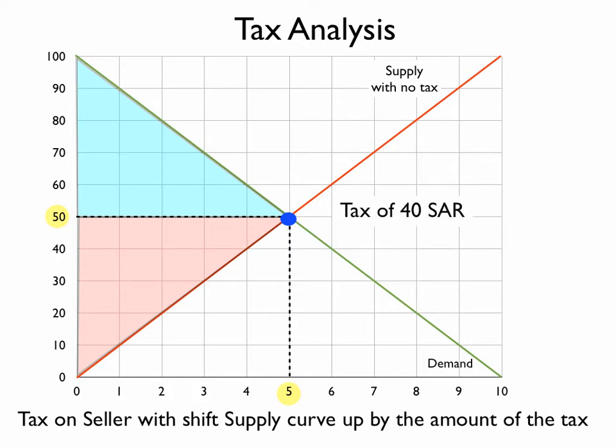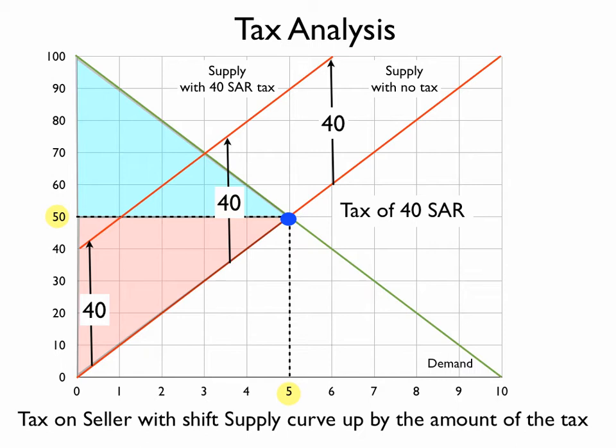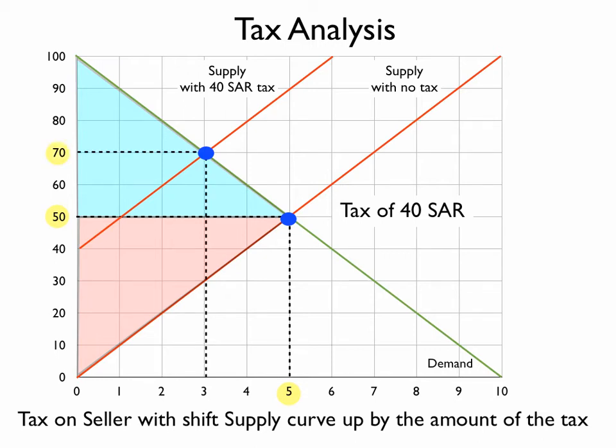So let's assume that we impose a tax of 40 reals. What we'd have is that supply curve would shift up, or to the left, by 40. So we can just count up 40, and our new supply curve would be at this location, and our new equilibrium then would be at this point with a price of 70 and a quantity of 3.